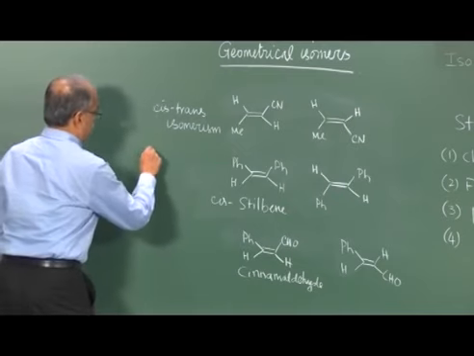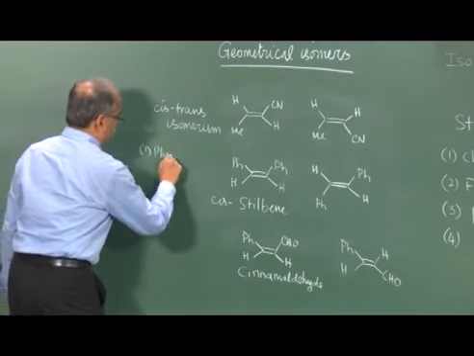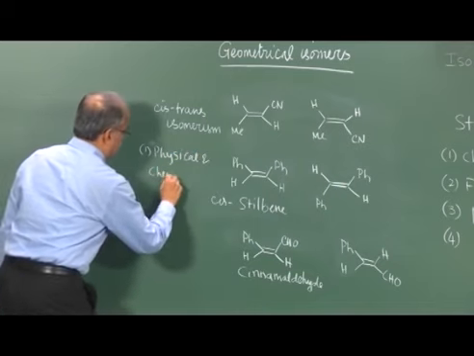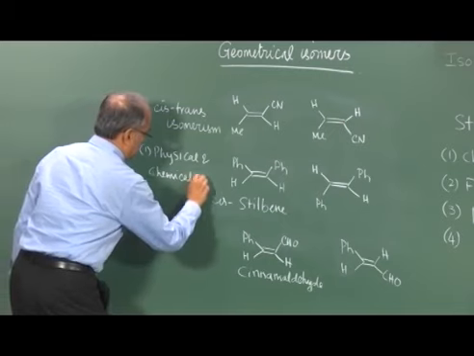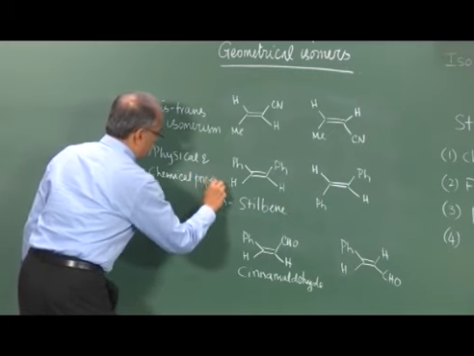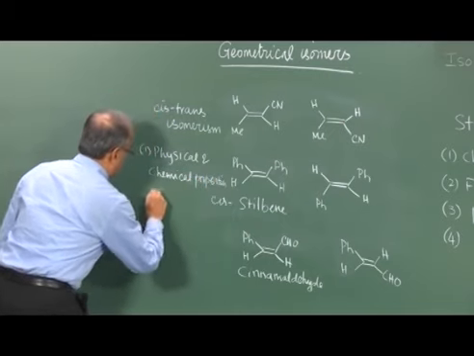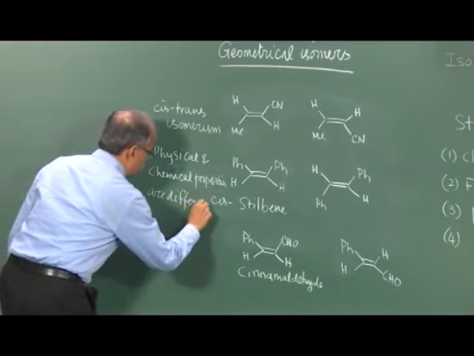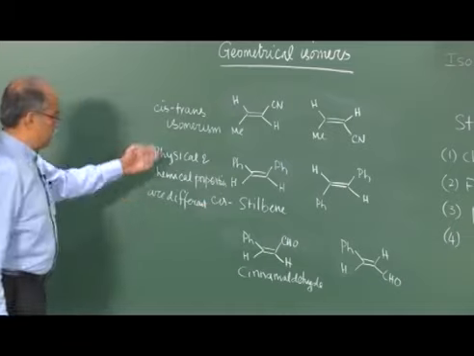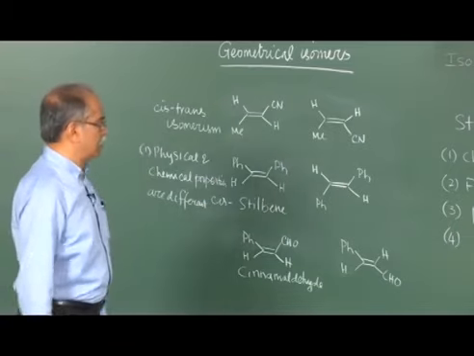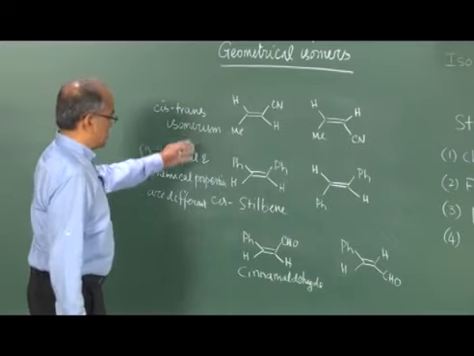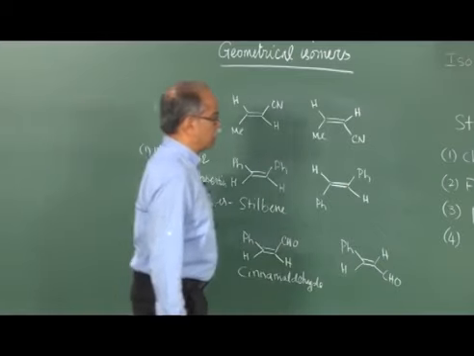They have physical and chemical properties that are different. Since the structure is different, the physical and chemical properties are entirely different for this class of isomers, which are shown as cis-trans isomers in this particular case.